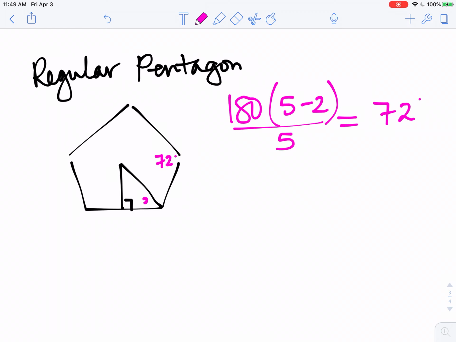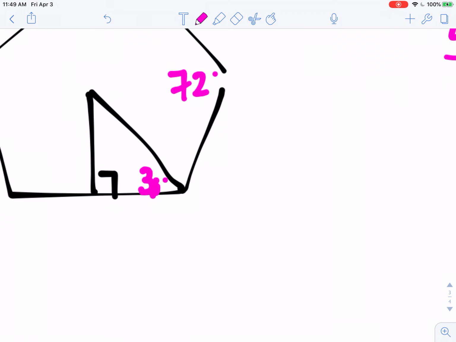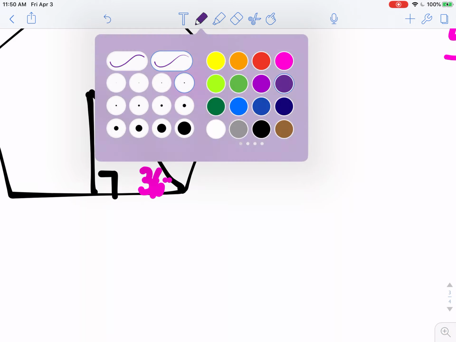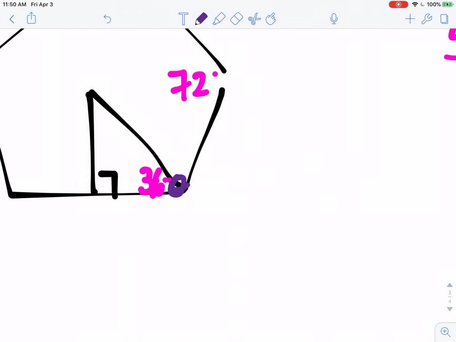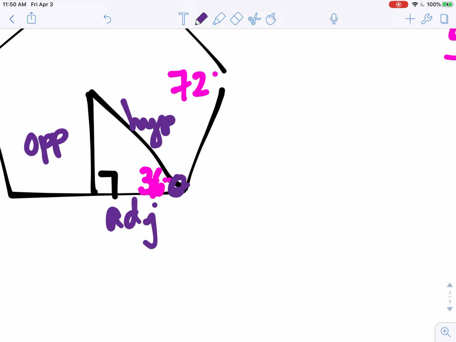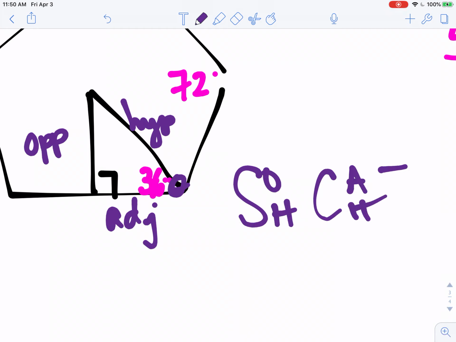If I cut that in half, I have a 36 degree angle here. And so if I'm dealing with that 36 degree angle, I might think back a couple of units and think about my opposite, my adjacent, and my hypotenuse. So I might be thinking about SOHCAHTOA and set up some of those trig ratios in order to solve for some missing side lengths in that right triangle. So that might help you out with some of those challenge problems.